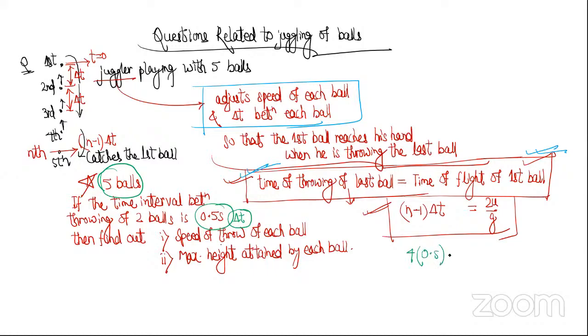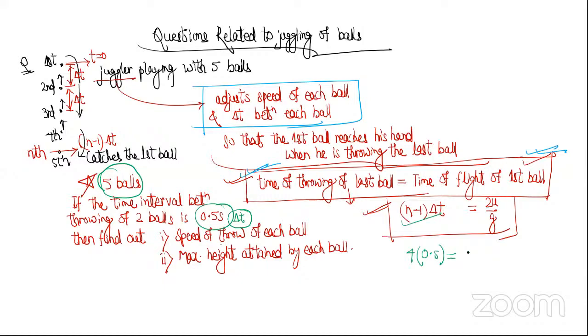You can also count it. First ball 0 seconds, second ball 0.5 seconds, third ball 1 second, fourth ball 1.5 seconds, fifth ball 2 seconds, isn't it? But it's better not to count, better to directly use the formula (n minus 1) into delta t. N balls means there are n minus 1 gaps, so (n minus 1) into delta t.